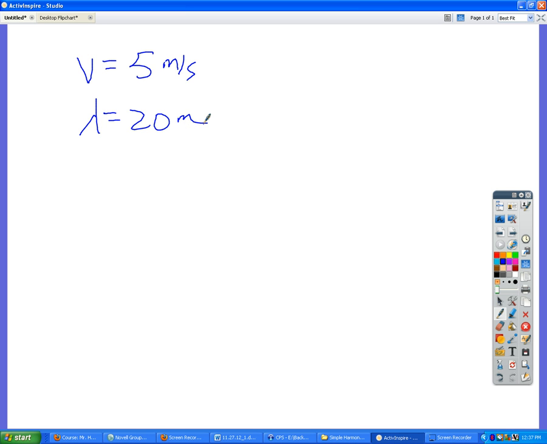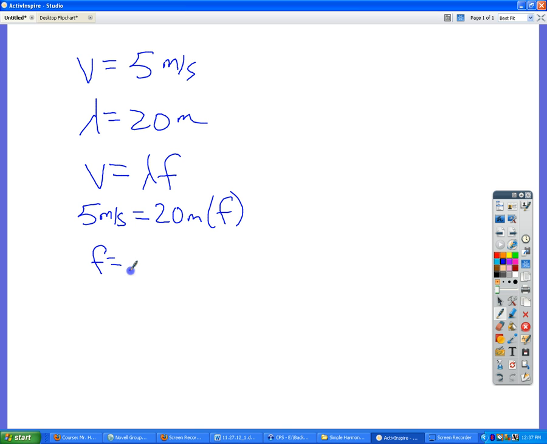The first part of this, they would like to have us figure out what is the frequency of the wave. So we know that the speed is equal to the wavelength times the frequency. The speed is 5 meters per second. We want to know what is the frequency if the wavelength is 20 meters. So we divide both sides by 20, and we end up with a frequency equal to 0.25 hertz. So that is for part A.